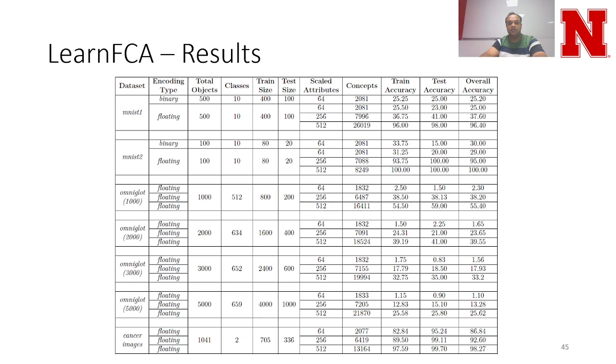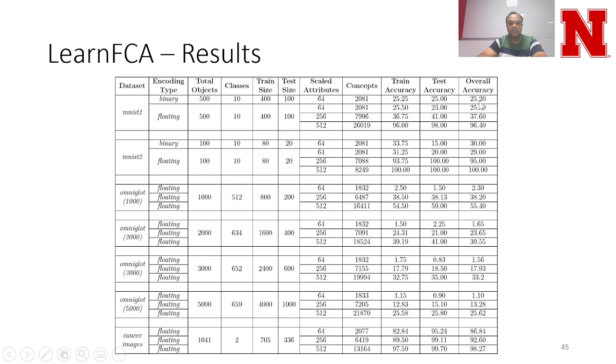So these were the results on the datasets that we saw: MNIST, Omniglot, and Cancer images. For MNIST, we first tried with binary encodings, wherein we used the fuzzy lattice, which means the threshold as 0.5, and then we classified the objects. In this case, we see that our accuracy was very low, which was 25.2.